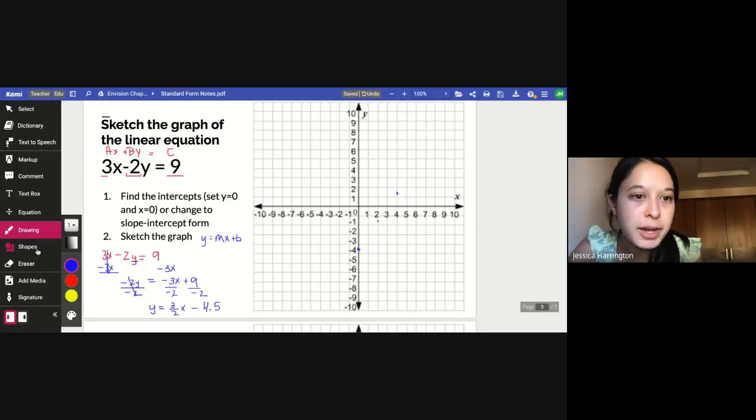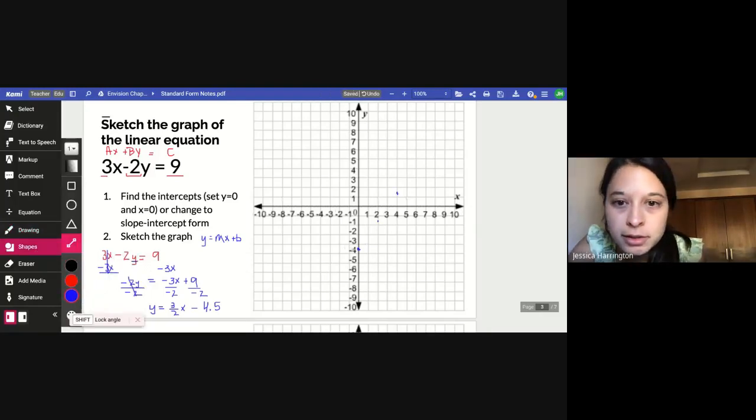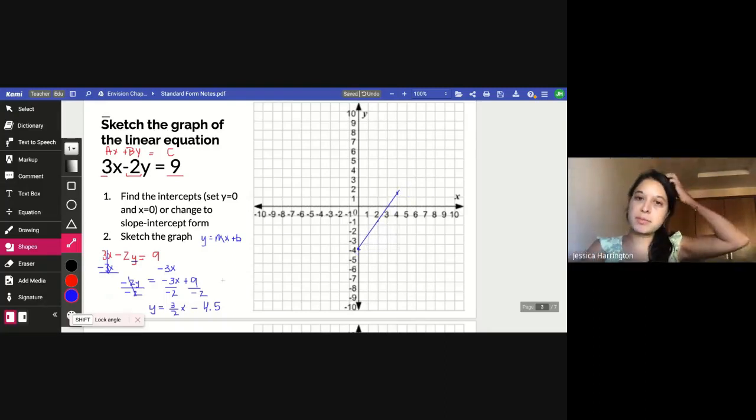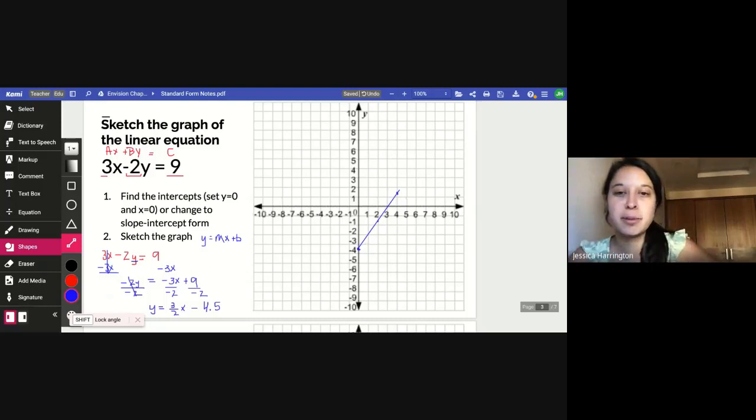And then I can get my line here. It's going to look something like that, right? I can extend the line on my paper if I wanted to. So like I said, standard form is easy to read. I know this is standard form, but it's not really helpful for graphing.